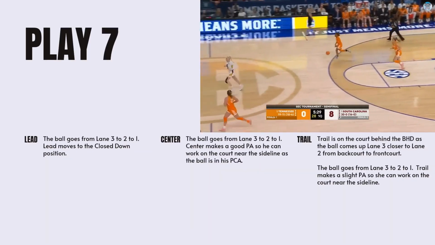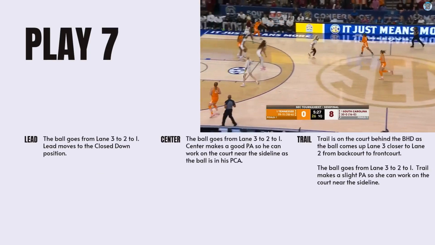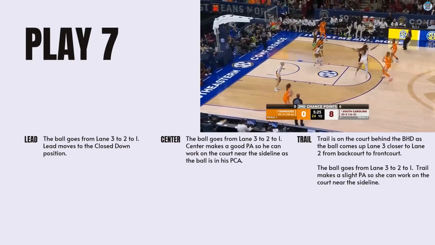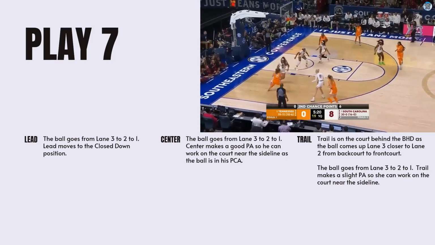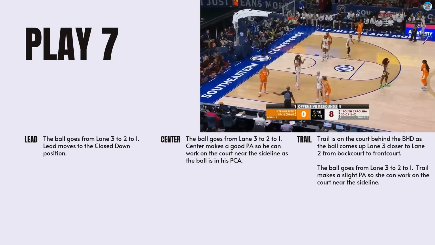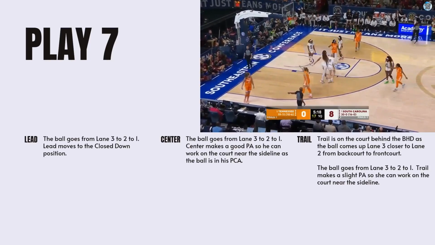Trail is on the court behind the ball handler dribbler as the ball comes up lane 3 closer to lane 2 from backcourt to front court. The ball will go from lane 3 to 2 to 1. Trail makes a slight position adjustment so she can work on the court near the sideline.